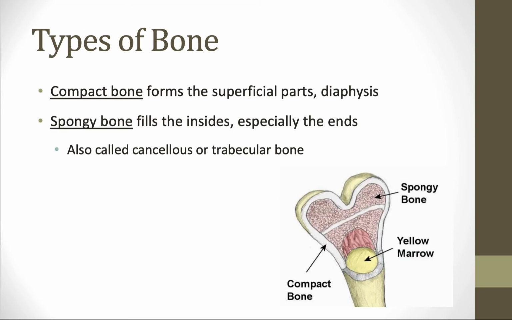We have two types of bone. Compact bone is going to form the superficial parts of the bone as well as the diaphysis or most of the diaphysis. Spongy bone is going to fill the insides, especially at the ends. A spongy bone is not soft and squishy and absorbent like a sponge, but it does have a similar structure in that it kind of has this open, corally lattice work of bone with lots of open spaces. Spongy bone is also called cancellous or trabecular bone because it's made up of trabeculae.